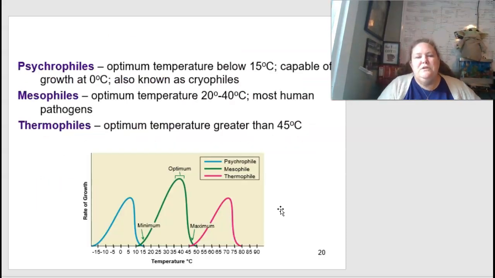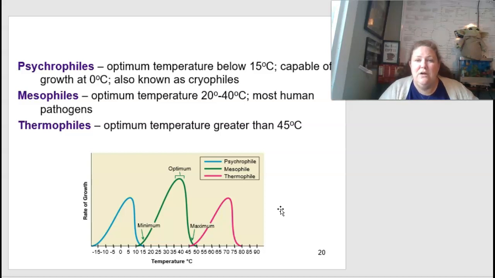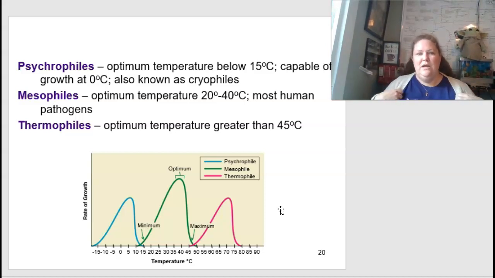So grouping the different types of microorganisms into these groups, we have the psychrophiles, and these have an optimum temperature of below 15 degrees Celsius, so they get really cold. And these are capable of growth at 0 degrees as well. These are also known as cryophiles. Philic means love, cryopreservation means very, very cold, right? So think of microbes that could grow in the Arctic. They can tolerate very cold temperatures.